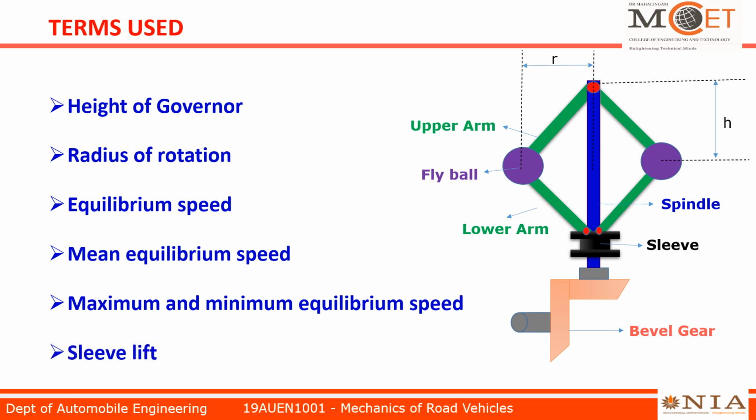Next, sleeve lift. It is the vertical distance which the sleeve travels due to change in equilibrium speed. That is, the sleeve can move upward and downward, so the sleeve covers the vertical distance which it travels due to change of equilibrium speed.